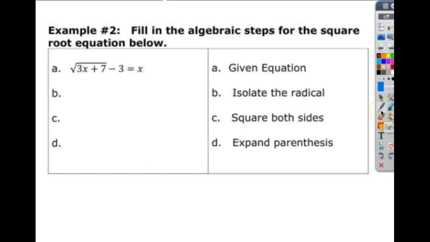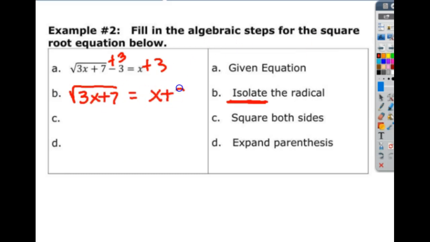In example number 2, you can see that they have filled in the steps, and we're going to fill in the math work. So, the first thing is to isolate the radical. The square root part has to be by itself, so what am I going to do with the 3? And that's going to give me 3x plus 7 equals x plus 3.